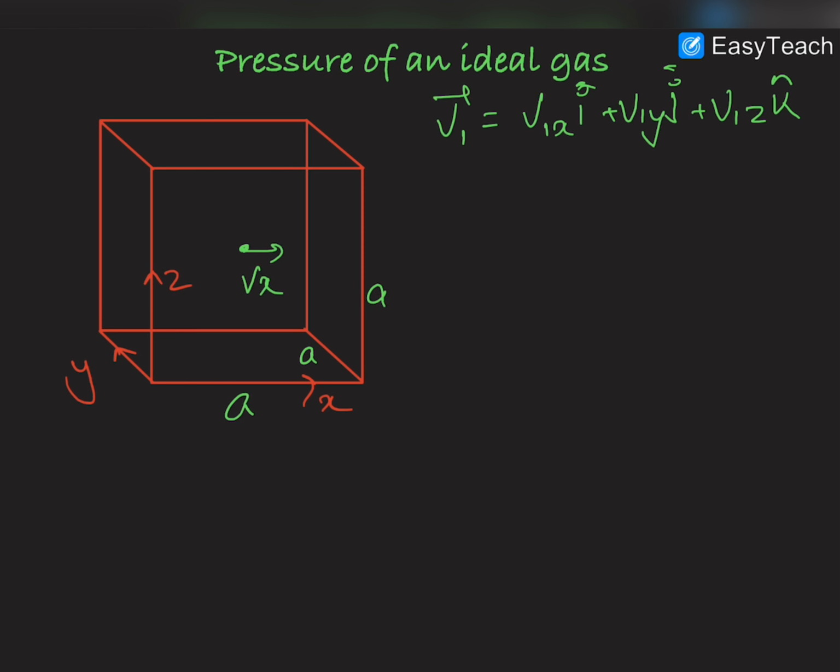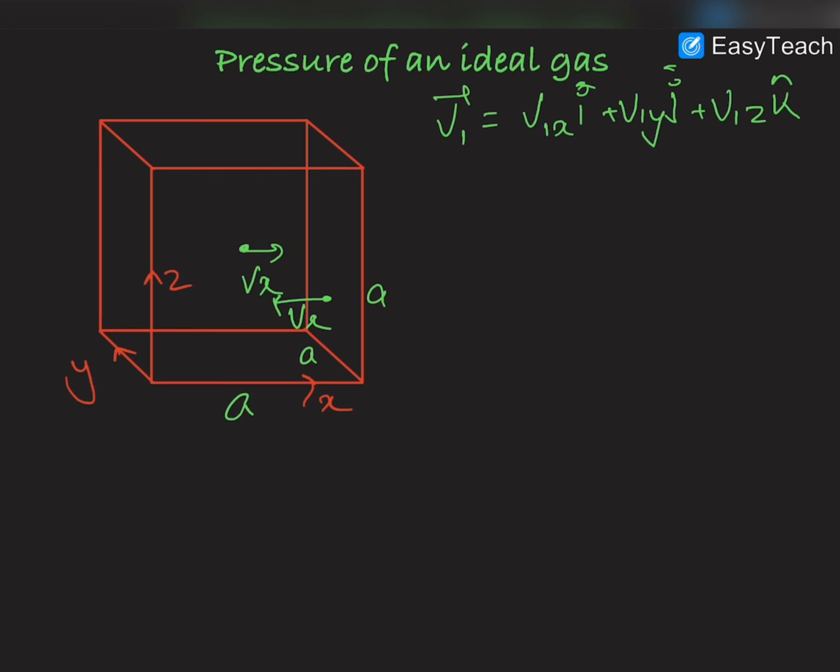Now we know that this molecule will go and strike this wall, and the collision will be perfectly elastic, and then it will return back with the velocity vx. In an elastic collision, you know that the momentum and the velocity just change direction with the wall, and this ball will return back with the same velocity vx.